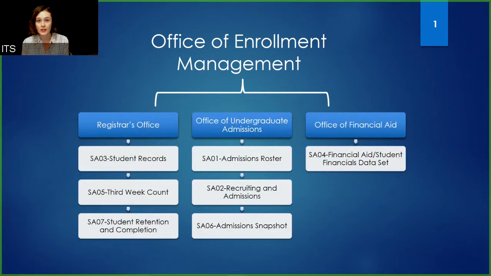If you have questions related to other student universes, we won't be covering them. This presentation mostly covers SA03, and then we're going to be talking about some differences between SA03 and SA05, or student records and third week count. This is a great slide to look at if you have questions to think, okay, I have admissions data questions. I'm going to want to work with the Office of Undergraduate Admissions. Or, I really need to look at some financial aid information, so I'm going to want to reach out to the Office of Financial Aid.